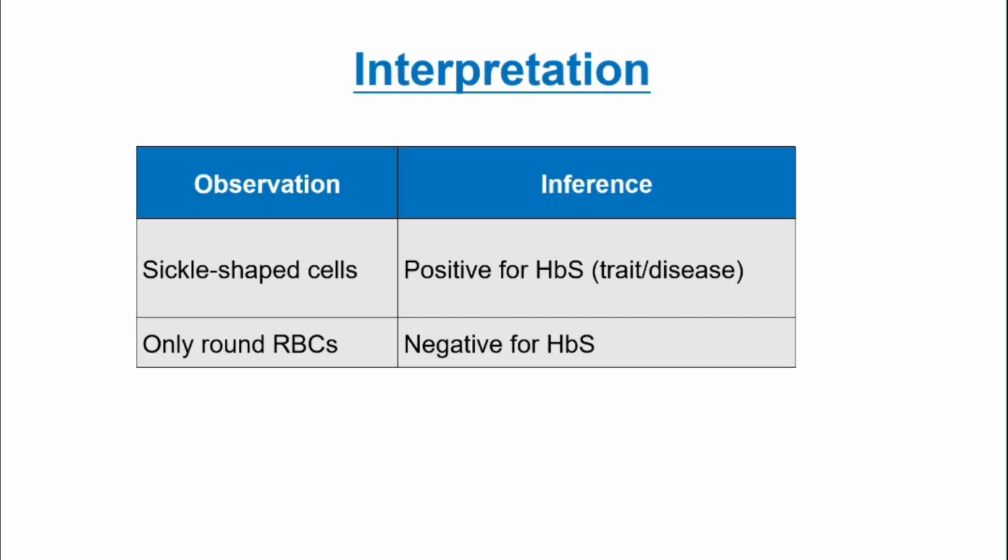The interpretation here is, if sickle cells are present, then the HbS will be positive. Here the HbS may be a trait or a disease. If there are no sickle cells and only round RBCs are seen, then it is negative for HbS.